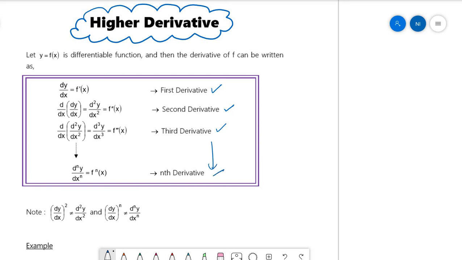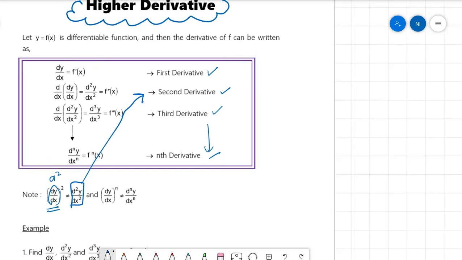Also please note that (dy/dx) to the power of 2 here does not equal this one. Because (dy/dx) in brackets to the power of 2 is actually the same as saying a function to the power of 2, but this notation means the second derivative. It is not the same, totally not the same.